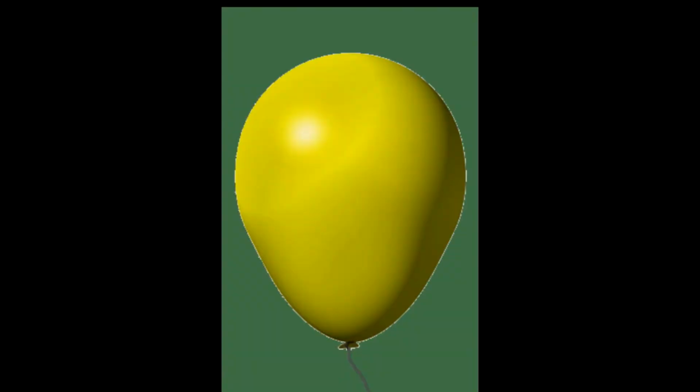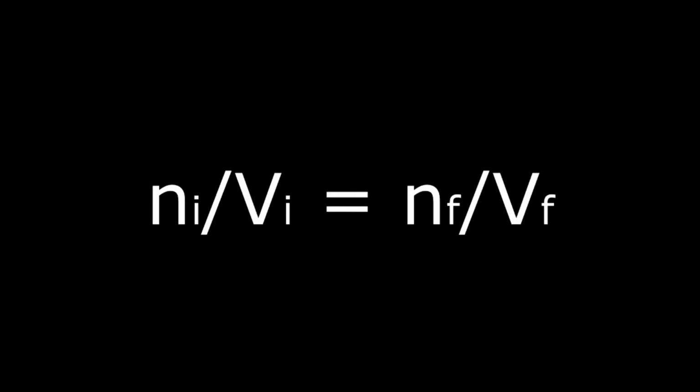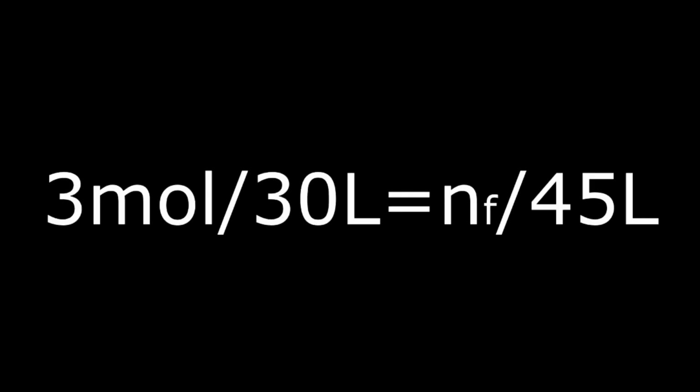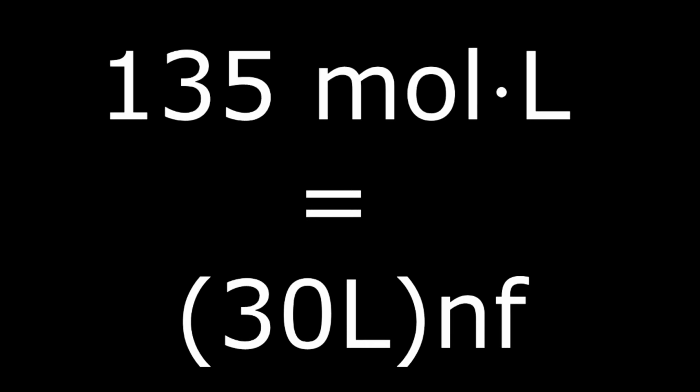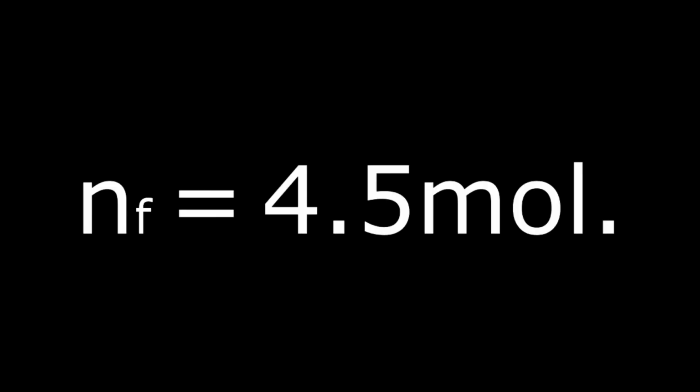This time, the other balloon has a known volume of 45 liters and an unknown number of moles. Start with the same ratio as before. Ni over Vi is equal to Nf over Vf. Use the same known values as in Part A, but use 45 liters for Vf. 3 moles over 30 liters is equal to Nf over 45 liters. Solve for Nf. 3 moles times 45 liters is equal to 30 liters times Nf. 135 moles times liters is equal to 30 liters times Nf. Nf is equal to 4.5 moles.